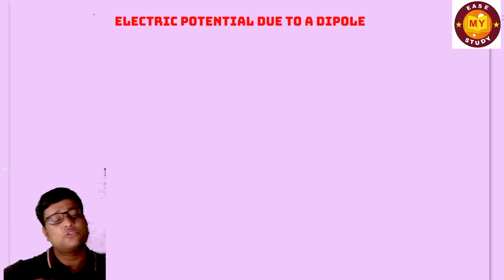In this class, I am going to start the new topic, electric potential due to an electric dipole. In the previous class, I discussed what an electric dipole is in detail, each and every concept. If you haven't watched the video yet, please watch it first. The link is given in the description and also in the i button. Let's start today's lecture. We'll discuss the electric potential and also the derivations.